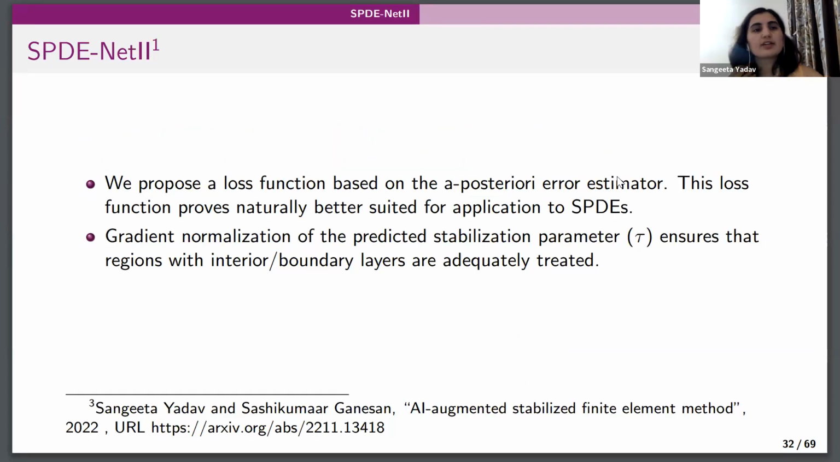So for the 2D problems, we have proposed a neural network which we call SPDNet2. And in this SPDNet2, we are using a loss function which is based on a posteriori error estimators. And this loss function proves naturally better for the application to SPDs. Also, we are including a gradient normalization scheme for the stabilization parameters so that we can treat the interior or boundary layer regions adequately.